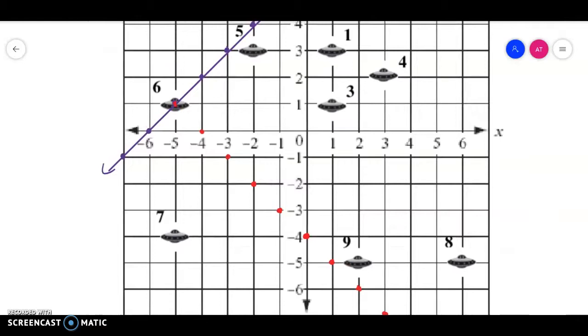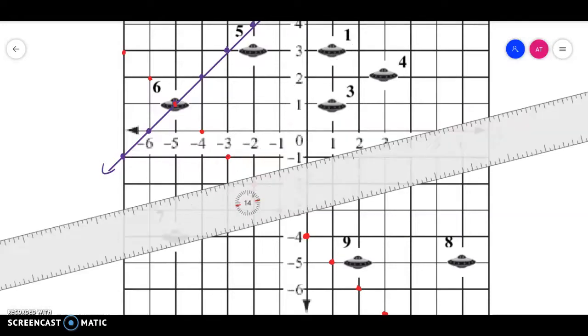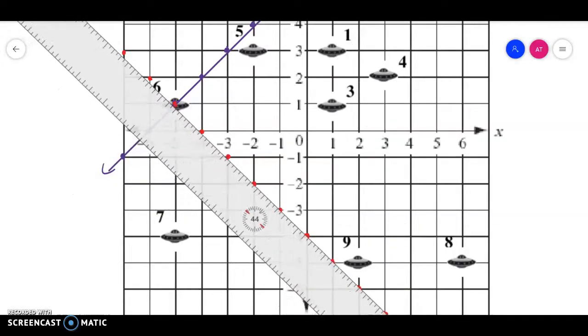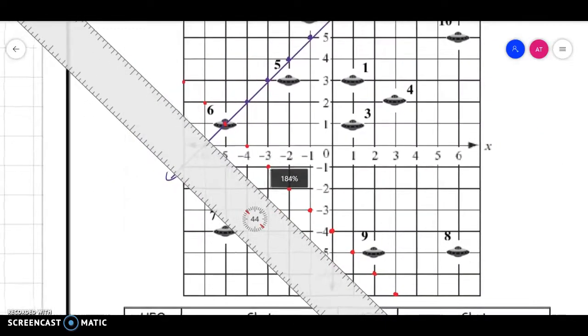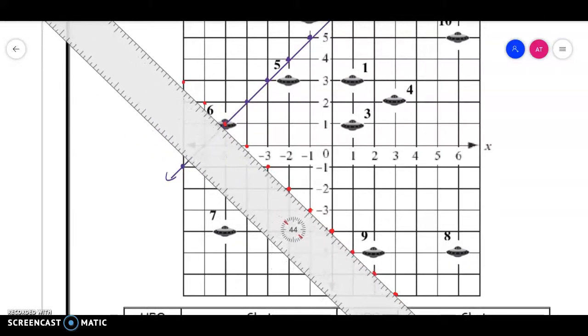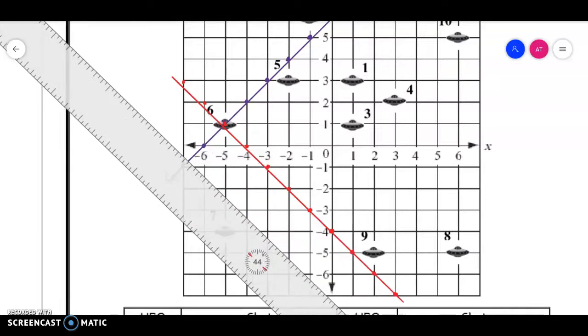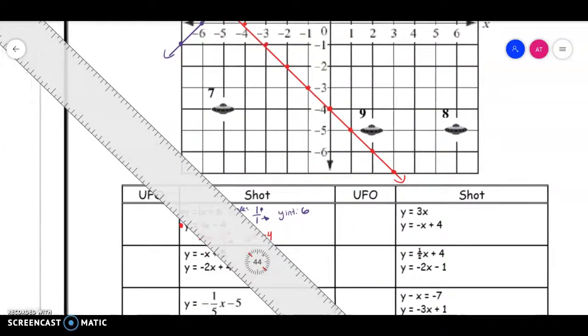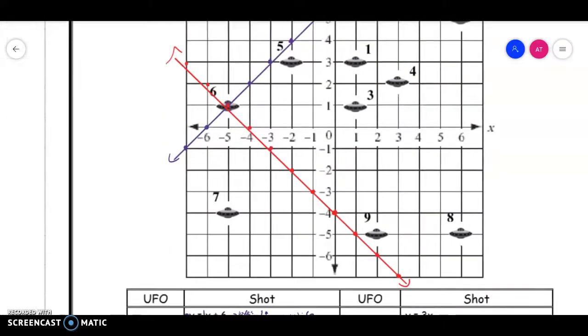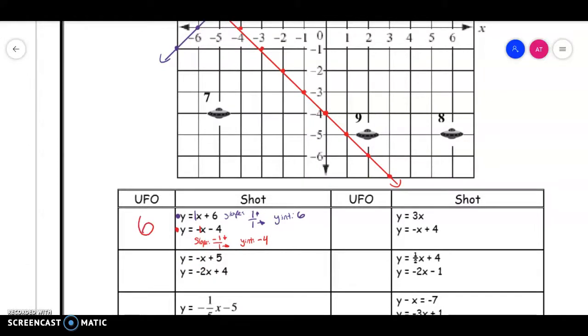Oh no, look, they hit! We vaporized one of our UFOs! Whoop whoop! Super cool! Alright, so let's just verify. We're going to graph it. Graph your line. Kapow! Alright, so in that case, we saw that we hit UFO number 6. So in this box right here, you're going to put a 6.